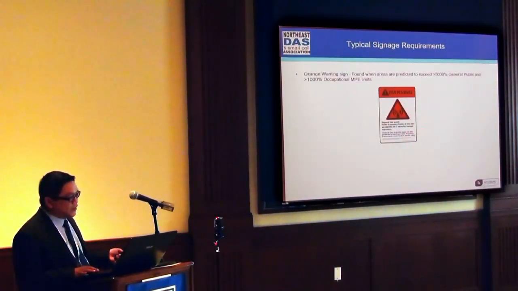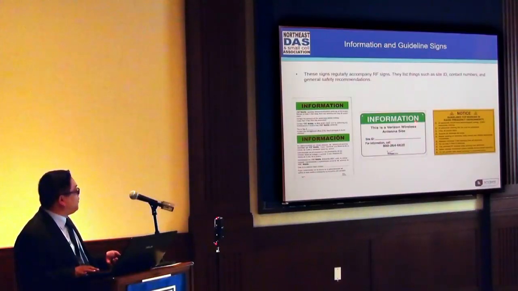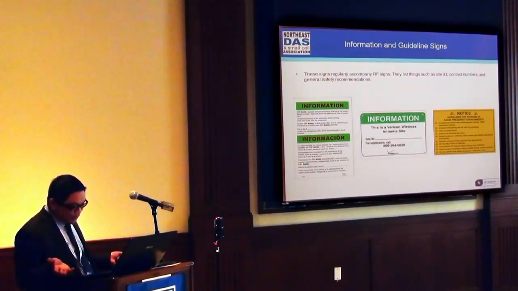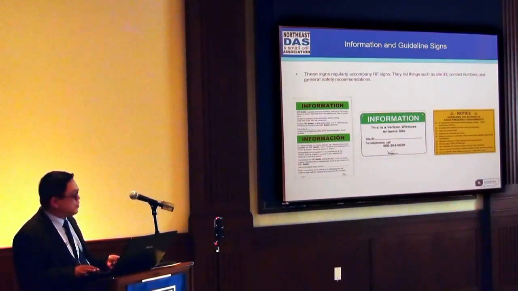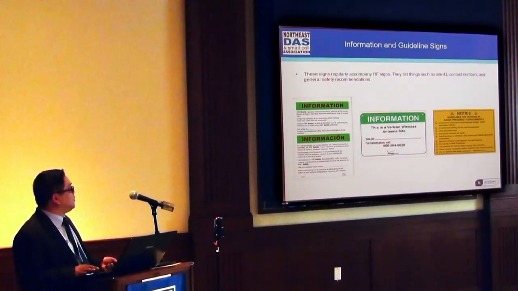There's also a warning sign, but there's also some information that's actually being provided just in case you need to turn off the towers or the antennas within the small cell or the DAS. This is an example for Verizon. There's another example for Sprint, AT&T, or all the other carriers will actually have it.